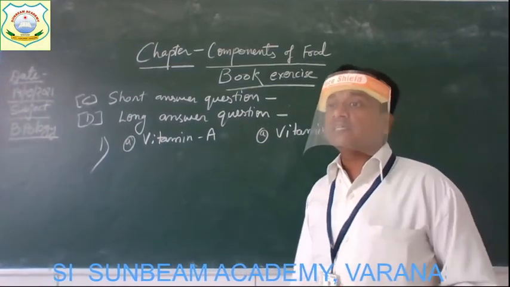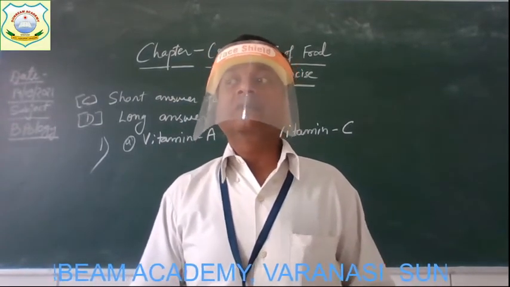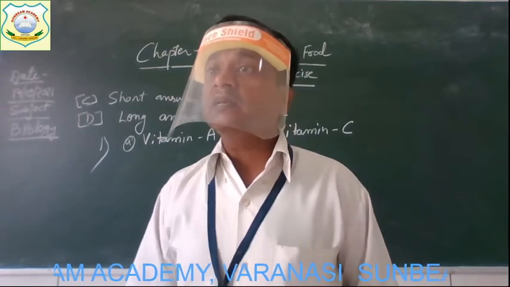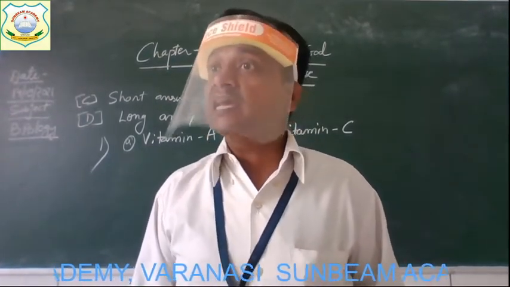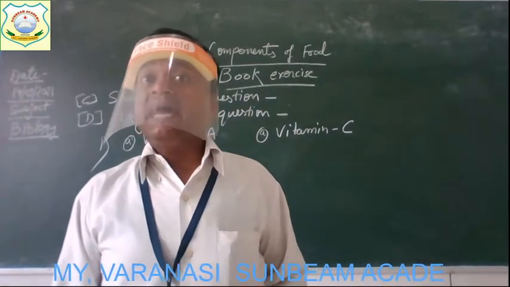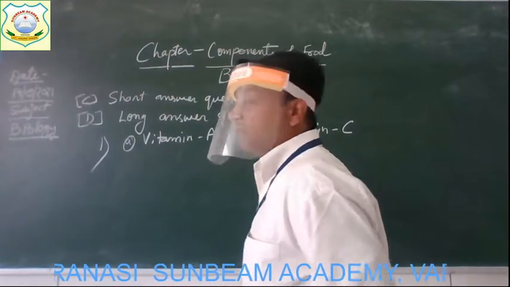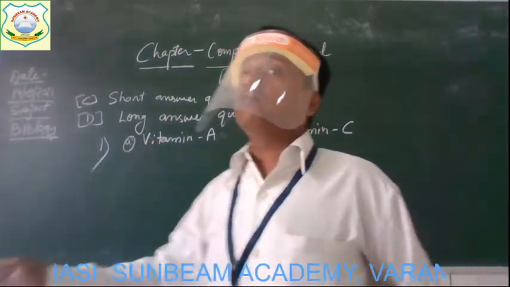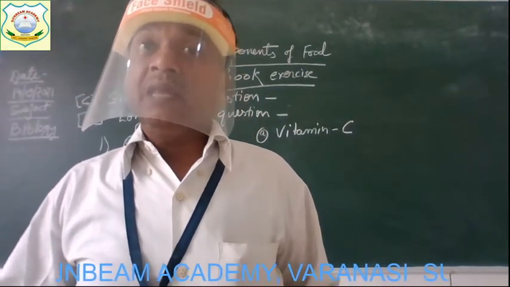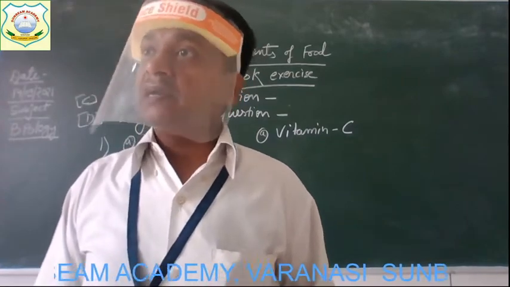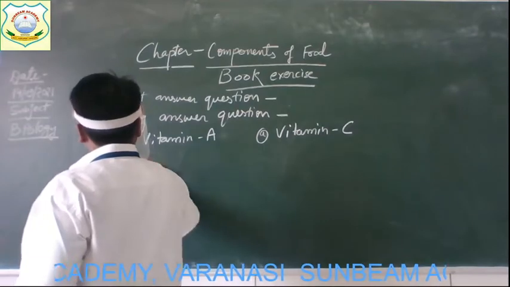Why is this vitamin C important for our body? Yes, because this vitamin is protecting our body from certain deficiency diseases. Yes, like scurvy is one of the diseases which occurs due to the lack of vitamin C. So to make our muscles, blood muscles and the body muscles strong, okay, this vitamin is important. Clear? Now the next one is vitamin D.